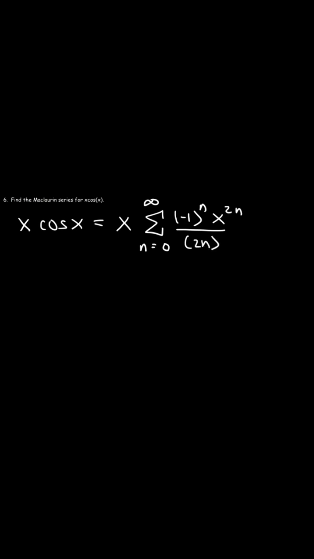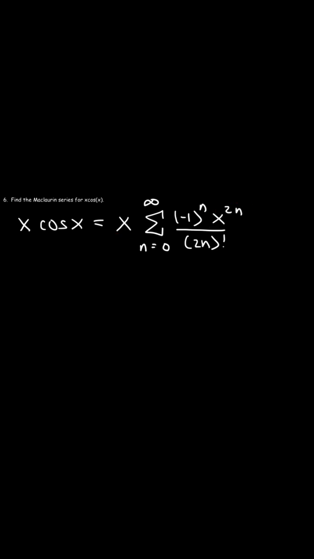Now let's try this one, number 6. Find the Maclaurin series for x cosine x. So how can we do this? If you recall, the Maclaurin series for cosine x is this expression. It's going to be the power series of negative 1 to the n times x raised to the 2n divided by 2n factorial. So all we need to do is multiply x by x to the 2n.